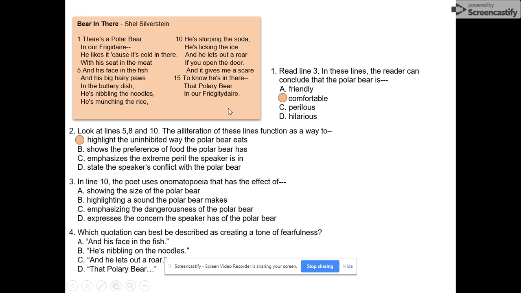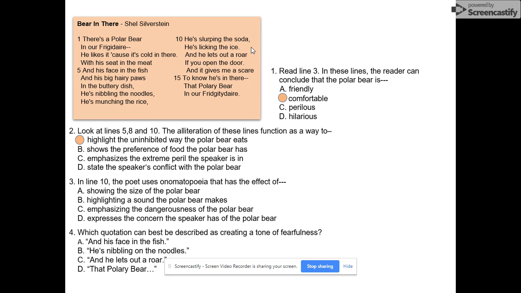All right, let's go back to line 10 up here, and we're looking now for onomatopoeia that the poet used. So he's slurping the soda. Which one of those words is onomatopoeia? It's going to be slurping. Slurping is this sound. It's when you go like this. Okay? So, what effect does that have on the poem? Why did the poet decide to say he's slurping the soda?